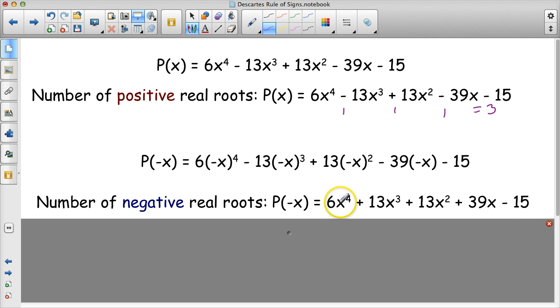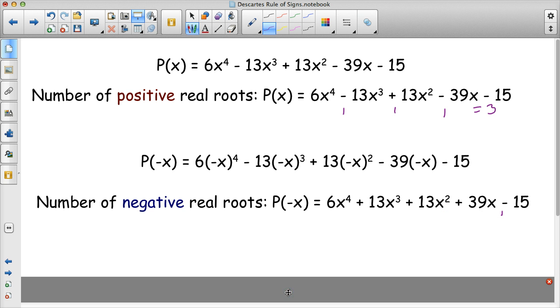So now what we want to do is count the number of sign changes. We have a positive to a positive, the sign didn't change. To a positive, the sign didn't change. To another positive, the sign still didn't change. To a negative, so we have one sign change. What does that mean? That means that we either have 3 or 1 positive real root, and we have 1 negative real root.